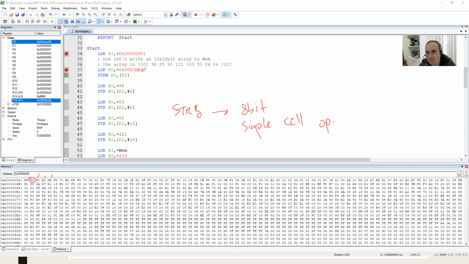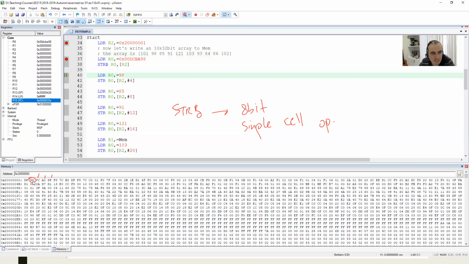Because of little endian, the lowest address will be written with the least significant byte. So this guy will be 98 only, the others won't change. This is how we change the memory. Write and read over the memory. Any questions? No, I guess.